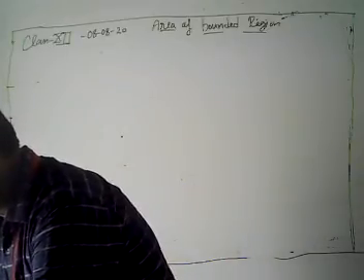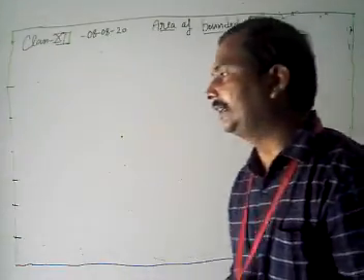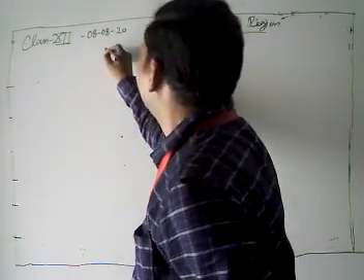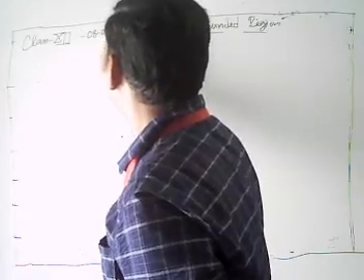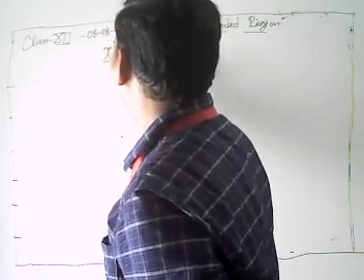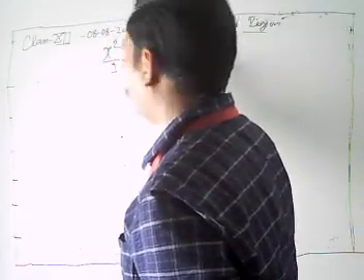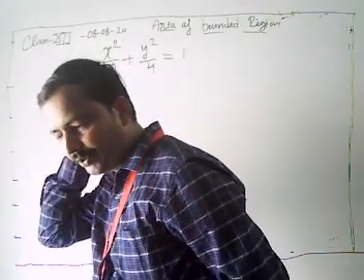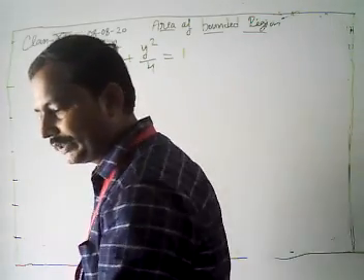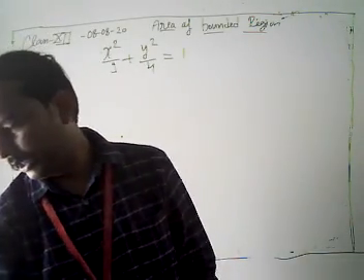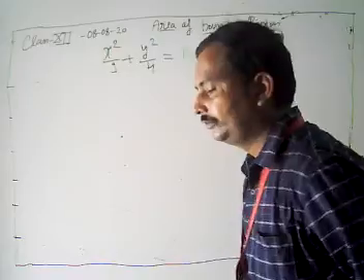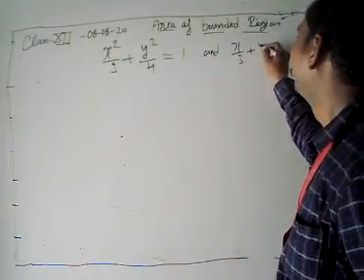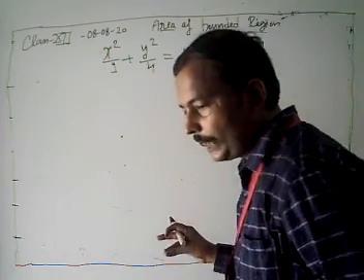Find the area of the smaller region bounded by the ellipse x square by 9 plus y square by 4 equal to 1, and the straight line x by 3 plus y by 2 equal to 1.